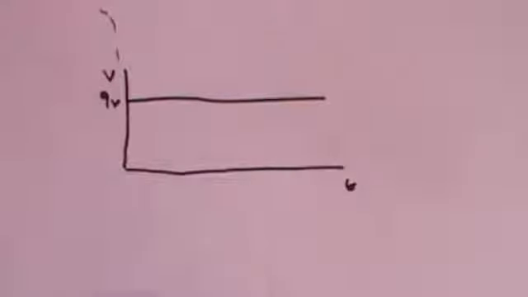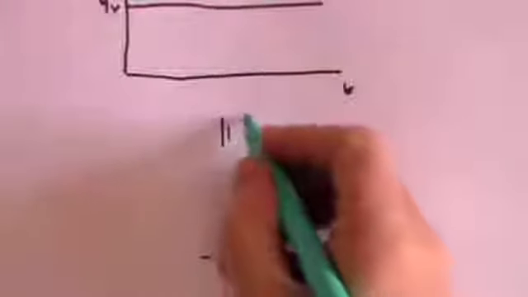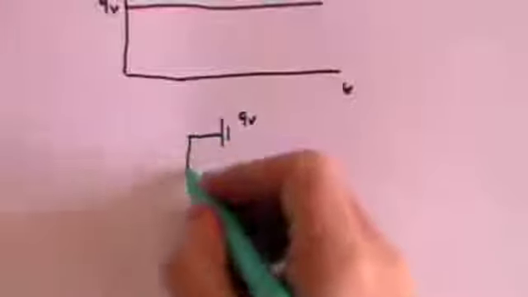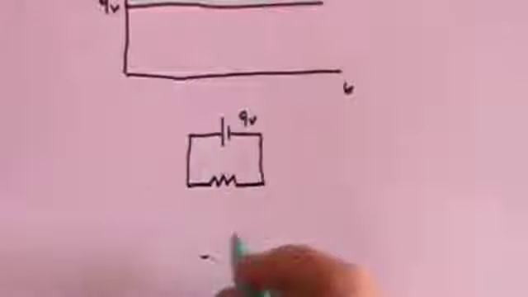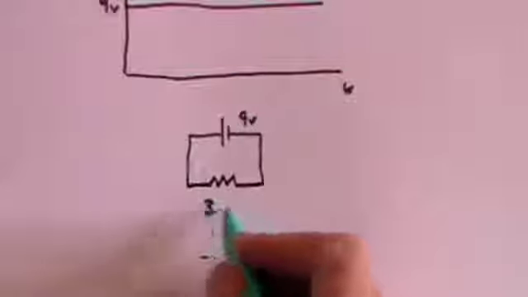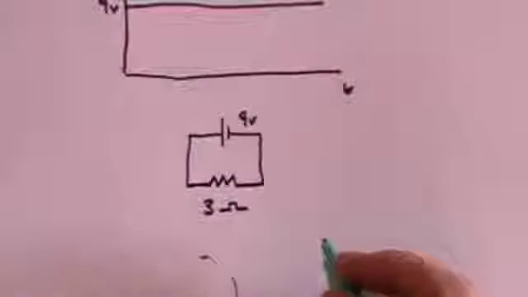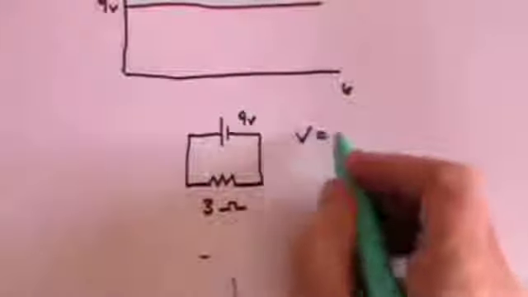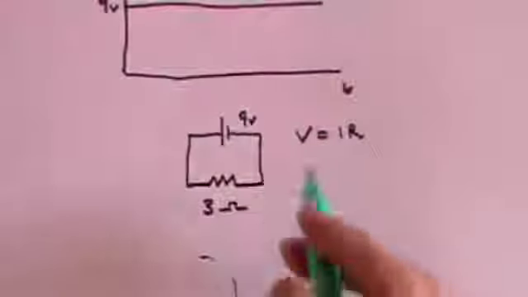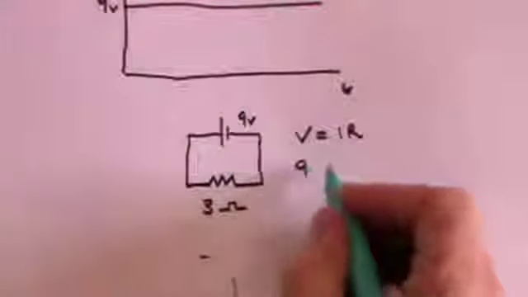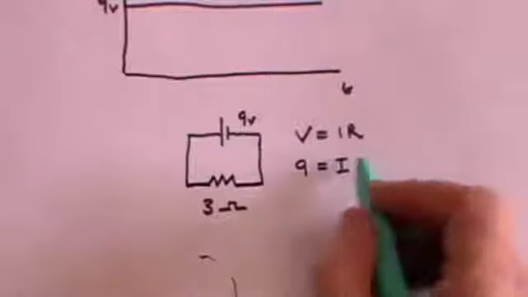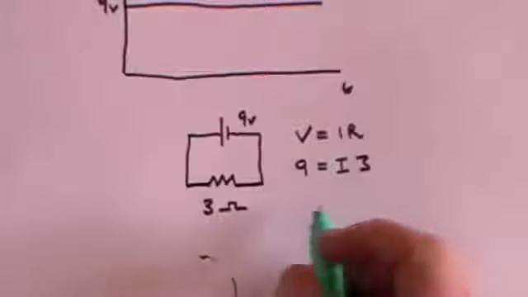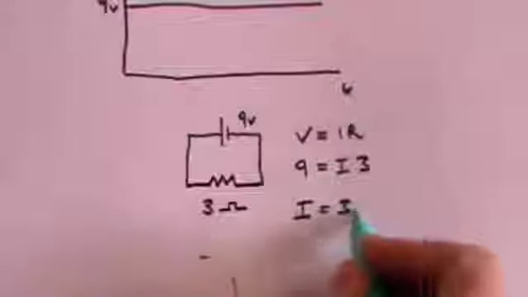And if you were to put that battery in a circuit, here's the battery, the 9-volt battery, and we put that in a circuit with a resistance, and let's say the resistance is 3 ohms, then we remember Ohm's law, V equals IR. If the battery voltage is 9 volts, then the current is I, the resistance is 3, and that means the current must be 3 amps.